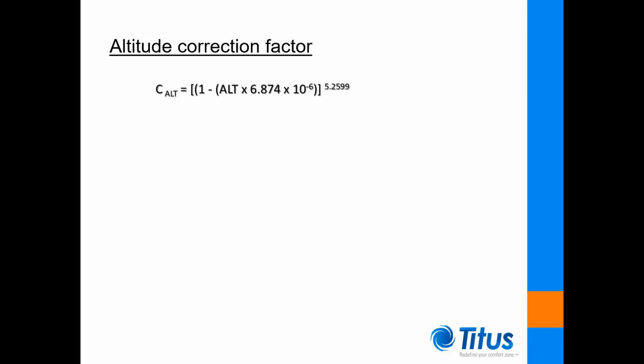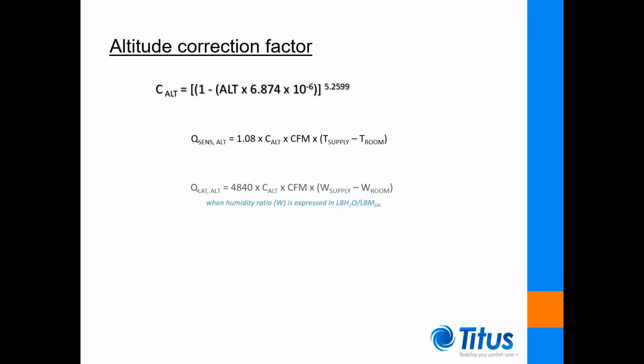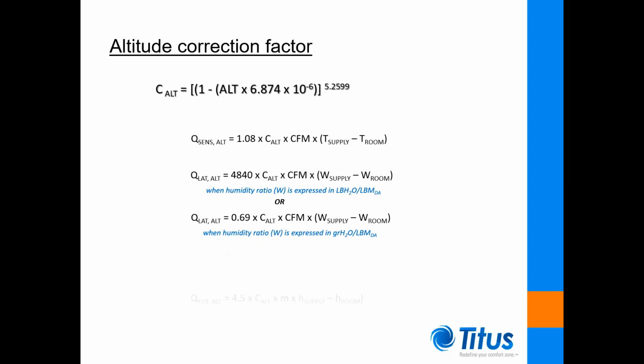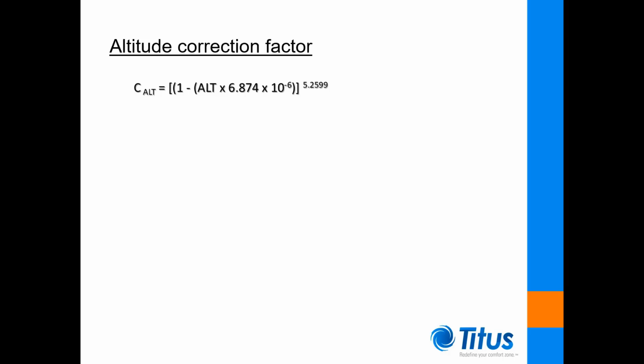This equation allows one to calculate a density correction factor for altitude that can be applied to standard air density, which is 0.075 pounds mass per cubic foot. It can then be applied to correct volume airflow rates to perform the required sensible, latent, and total cooling calculations at the altitude where the system is designed to operate. The altitude correction factor is used to correct equipment performance data for the altitude at which it is planned to operate.